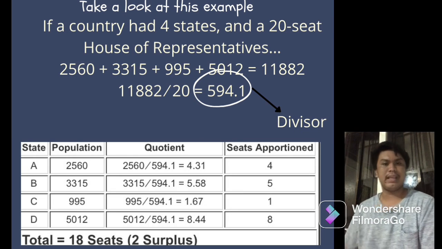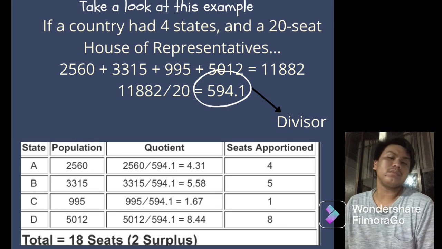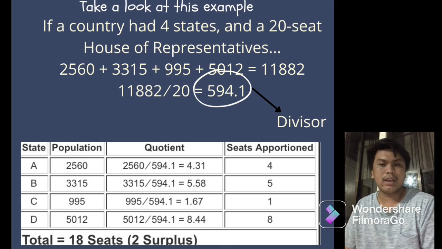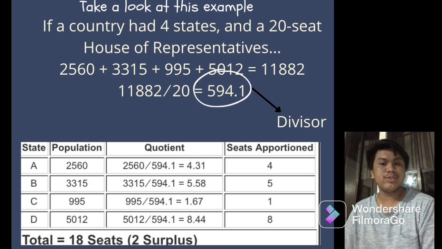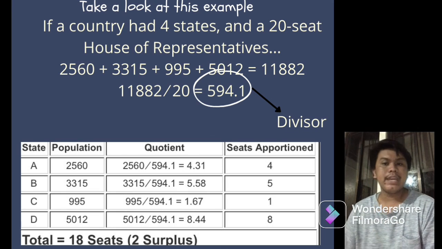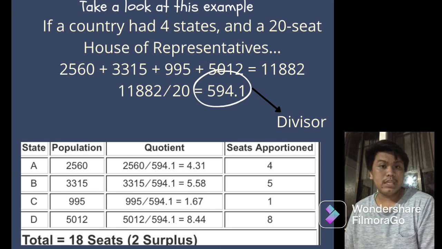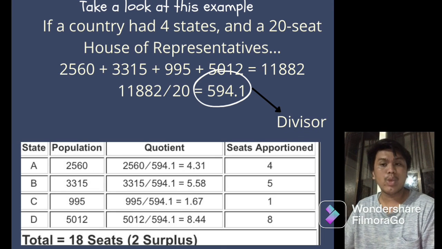So take a look at the quotient na nakuha natin in each state. So in state A, 2,560 divided by the modified divisor, 594.1, that will be 4.31. Now, state B, 3,315 divided by 594.1, that was 5.58. Next will be state C, which has 995 divided by 594.1, that will become 1.67. So state D, 5,012 divided by 594.1, that was 8.44.